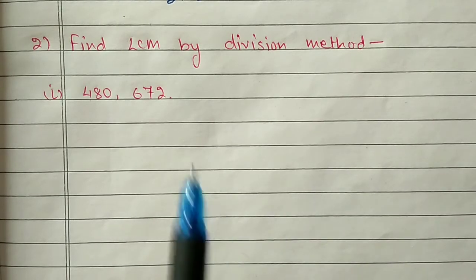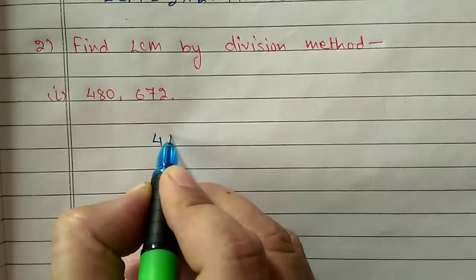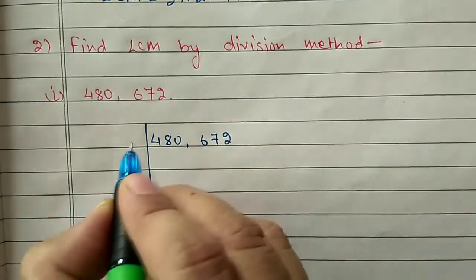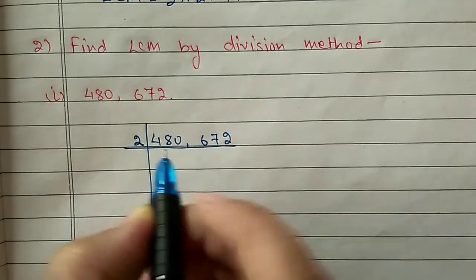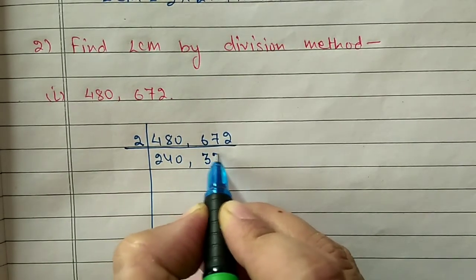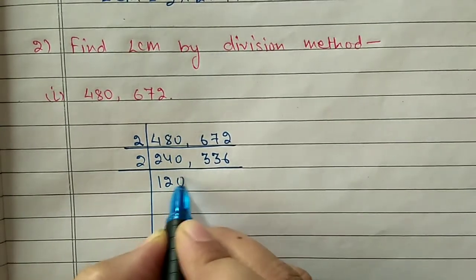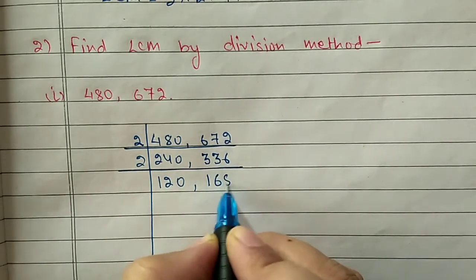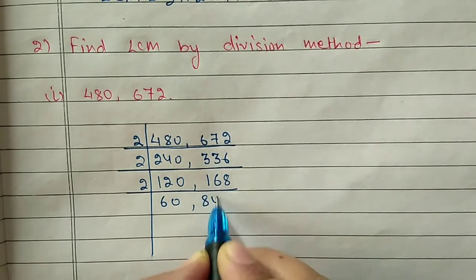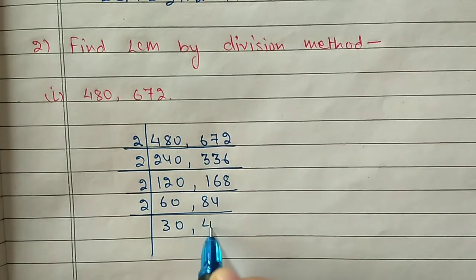Next, question number 2, find LCM by division method, 480 and 672. For the division method, we write both the numbers together and factorize together. First with 2: 2 2s are 4, 2 4s are 8, and 0, and for the second number 2 3s are 6, 3 and 6. Again it will go with 2: 2 1s are 2, and 0, 2 1s are 2, 6 and 8. Then 2 6s are 12, 2 8s are 16. Again with 2, 2 3s are 6 and 2 4s are 8, 2 2s.